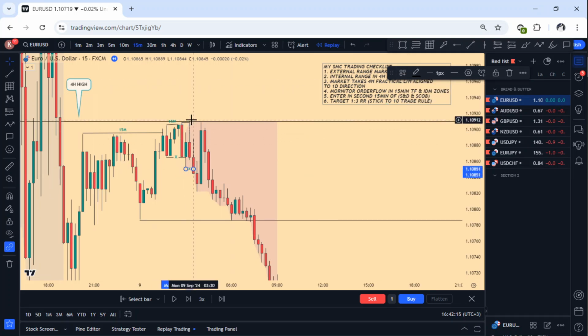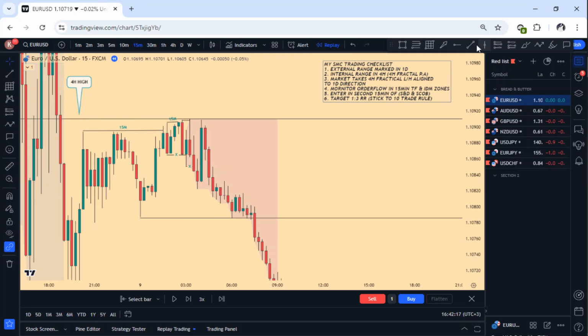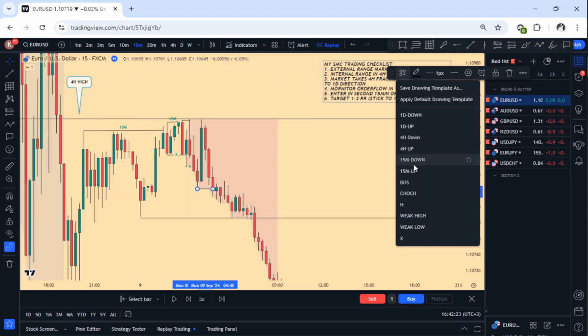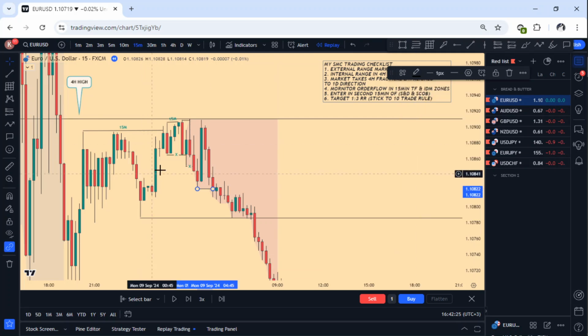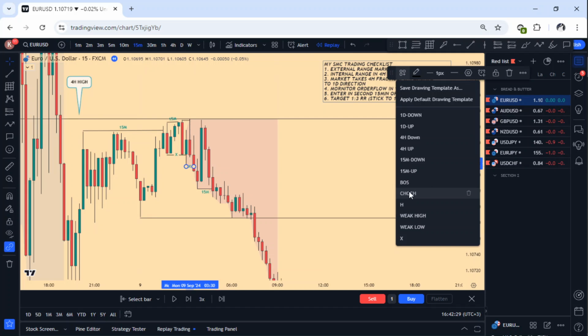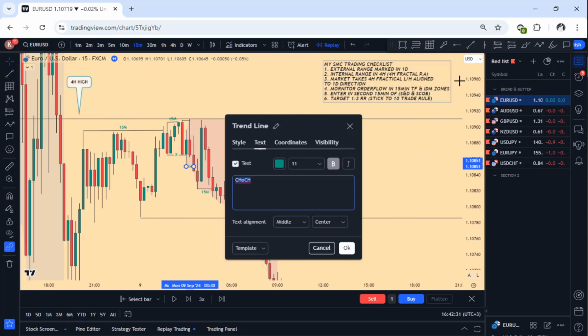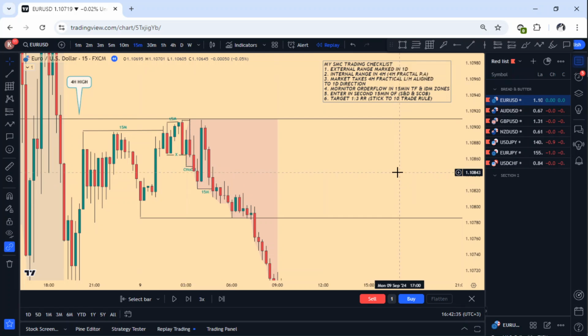It was supposed to break this upper one, but what happens instead? It came back and broke structure downwards, which means this becomes the change of character downward. Simple. So it means this became the change of character down.